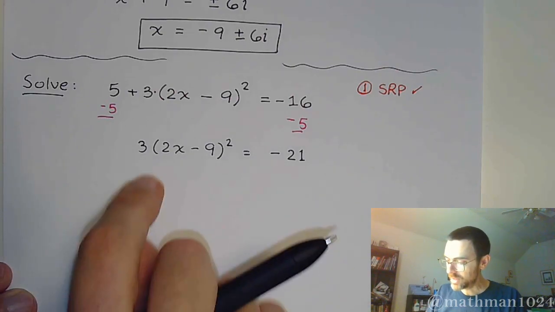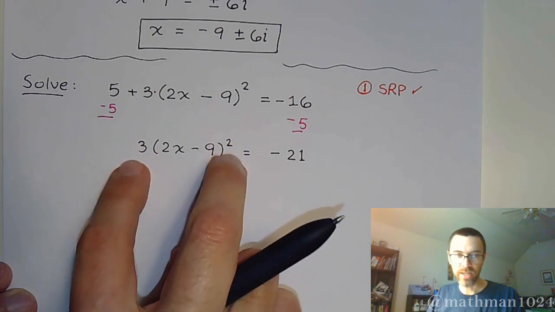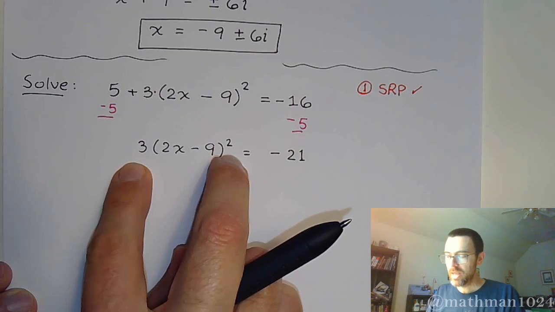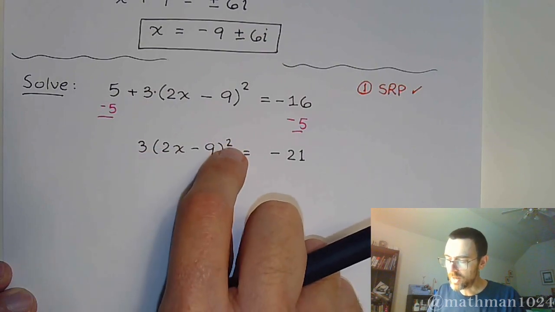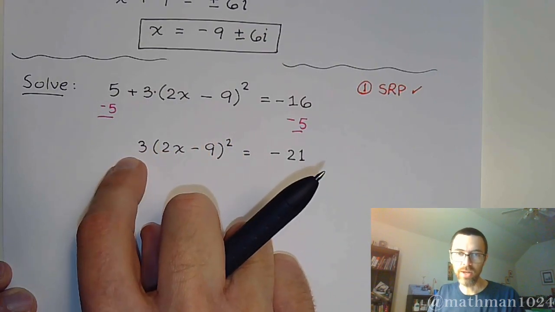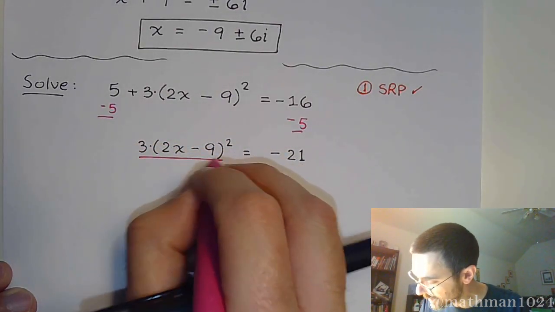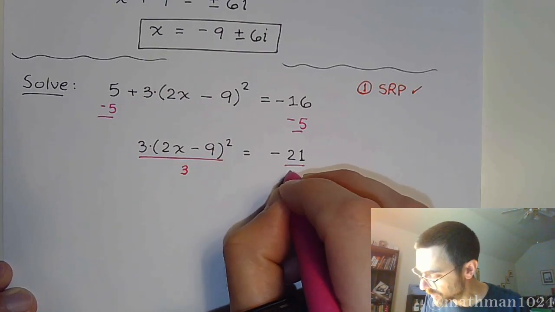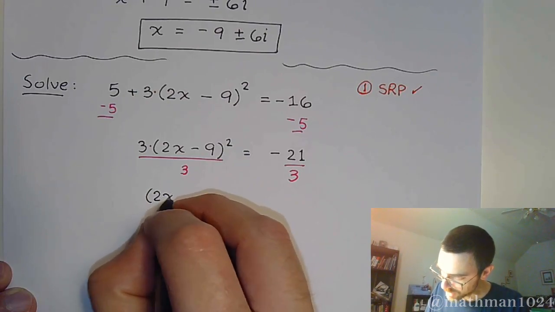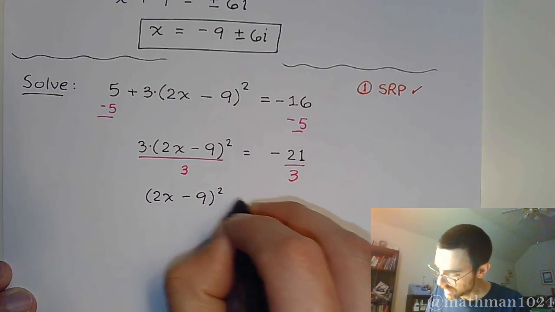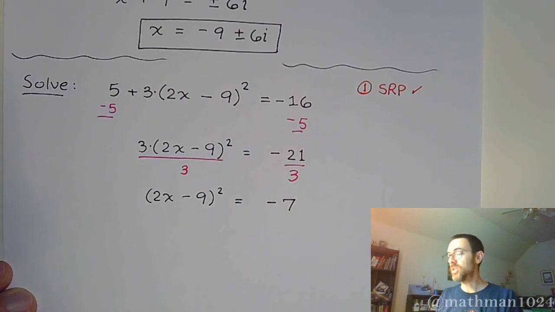The next step to get the x by itself, you can't deal with the 2 or the 9. You have to deal with these outside guys. And the one that we're going to get rid of first is the 3. Okay? Notice that the square is applied to this entire group, not to the 3. So the 3 is free to move away. So the inverse of multiplying times 3 is to divide both sides by 3, like that. All right, so we have 2x minus 9, quantity squared equals negative 7.